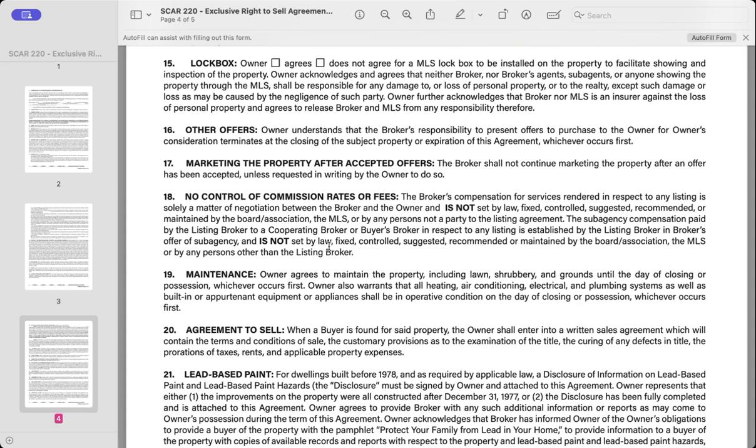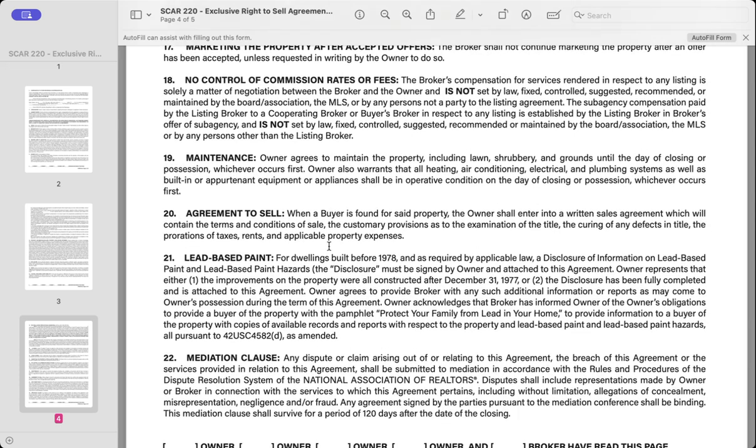Section 18, this indicates that the broker's compensation is purely a matter of negotiation between the broker and the owner. It is not set by law, there's no fixed price, and Section 18 just indicates that this commission is negotiable. Section 19, the owner agrees to maintain the property during the duration of the agreement, making certain that heating and air conditioning, electrical and plumbing systems, any built-in equipment or appliances are all in operating condition through the day of closing or possession, whichever occurs first.